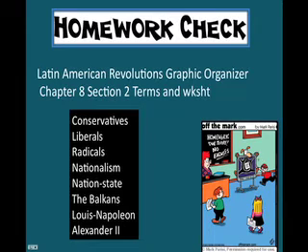You should have already watched the nationalism and nation-state video, and that provides you with the definitions and then a short explanation of these concepts. What we're going to take a look at right now are the terms for Section 2 and discussion of the content of Section 2 with regard to the revolutions that occur in Europe.